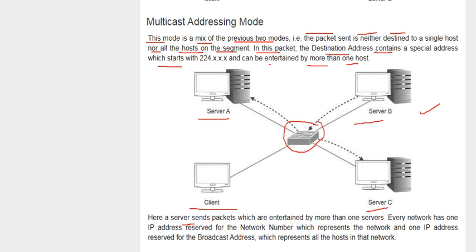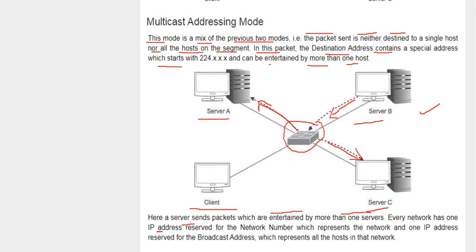So here the server sends the packet which is entered by more than one server. So here server B will send the packet, so this packet will be received by more than one server, means in this case server A and server C. So this packet sent by server B will be received at server A and server C at a time.